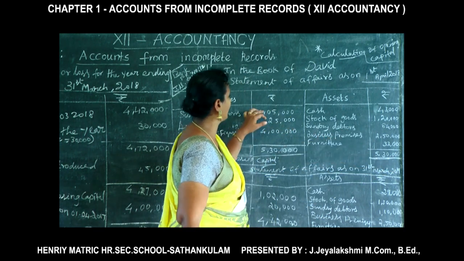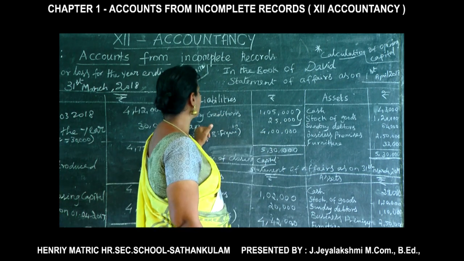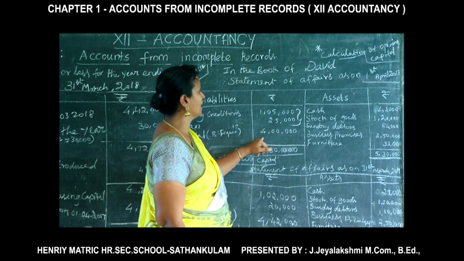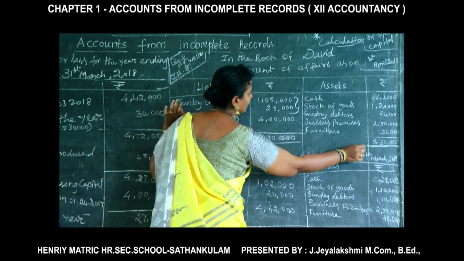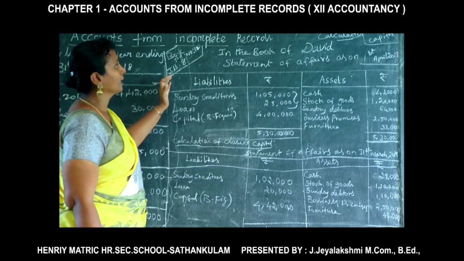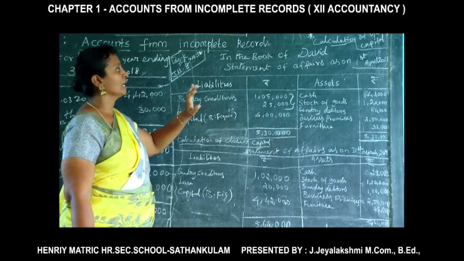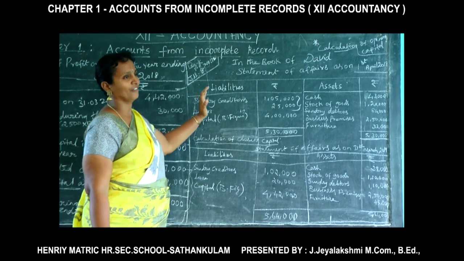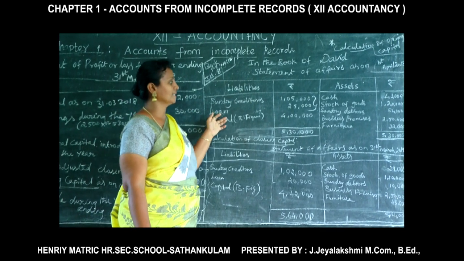So totally we get 5,30,000. From the 5,30,000, we have to deduct these two items. What are they? Sundry creditors and loan. So this means we get 4 lakh. Then the total on both sides is 5,10,000. This is the calculation of the opening capital. Nothing but in the given information we have to recall the format and write as it is. It is enough. So we can easily calculate.